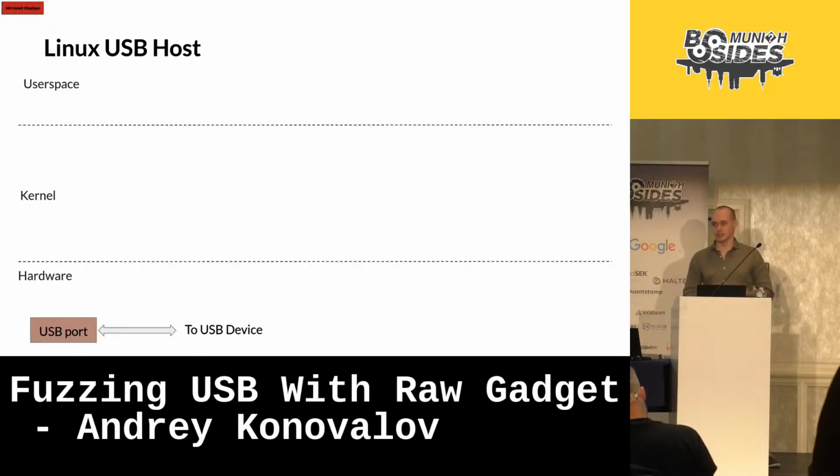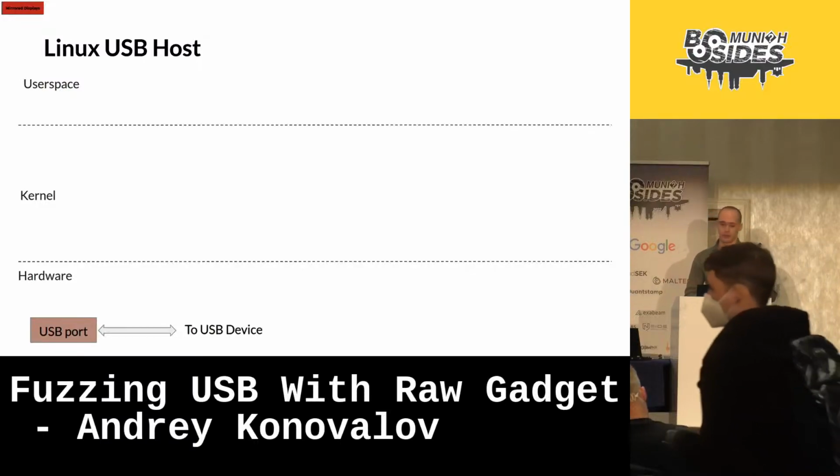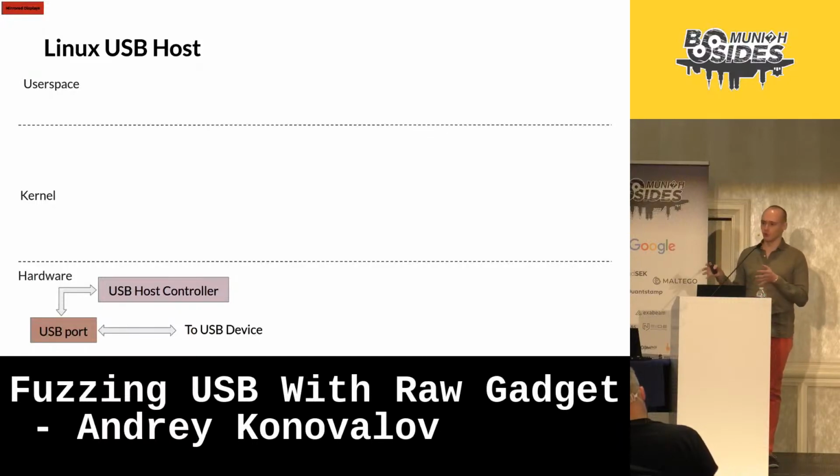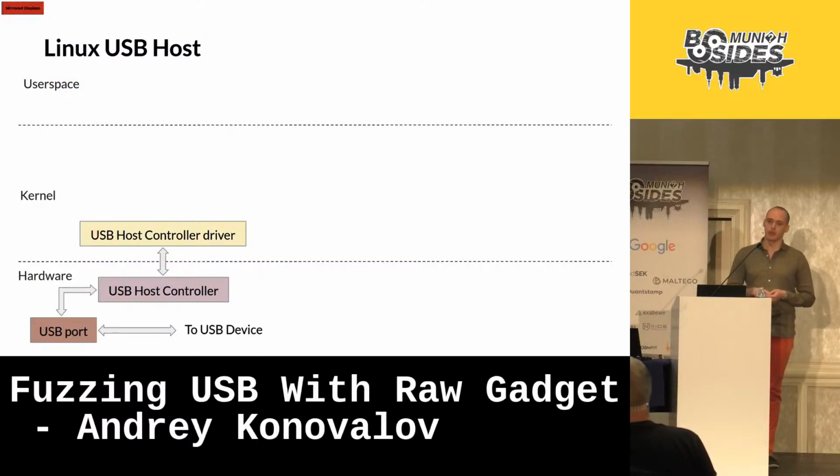So every Linux host device has a USB port. And this port is physically connected to a piece of hardware called the USB host controller. This host controller knows how to communicate over the USB wire. And since each hardware device in Linux is supposed to have its own driver, the host controller also has a driver in the kernel. Then this host controller driver is connected to an abstraction layer called USB core.